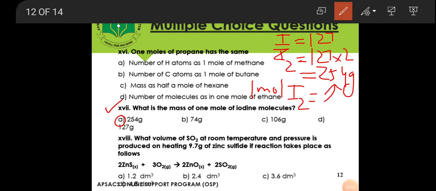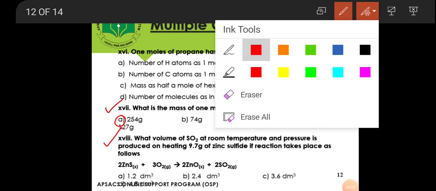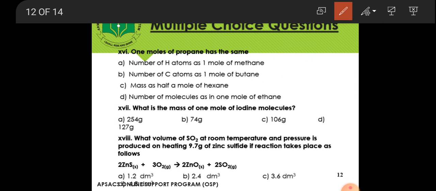Question number 18. What volume of sulfur dioxide at room temperature and pressure is produced on heating 9.7 gram of zinc sulfide if reaction takes place as follows? 2 moles of zinc sulfide combines with 3 moles of oxygen to produce 2 moles of zinc oxide and 2 moles of sulfur dioxide. So if we take 9.7 grams of zinc sulfide, then what is the volume of sulfur dioxide which is produced at room temperature and pressure?